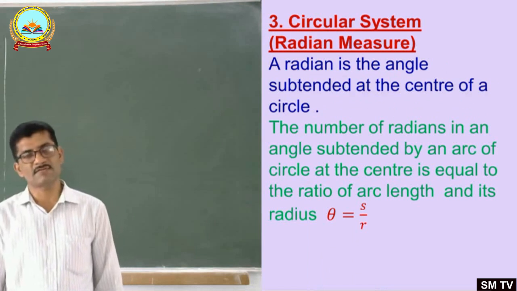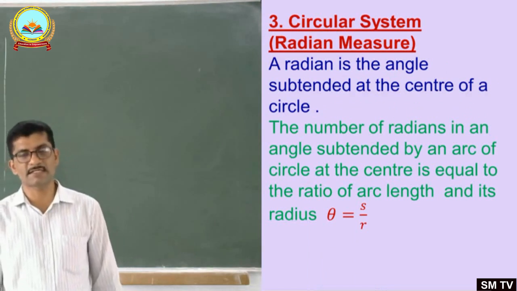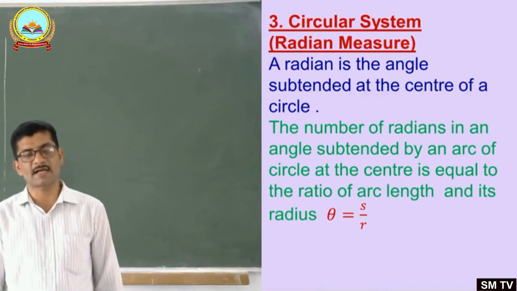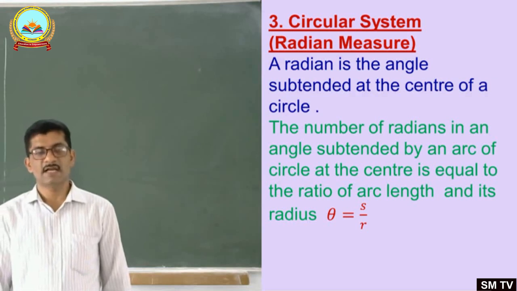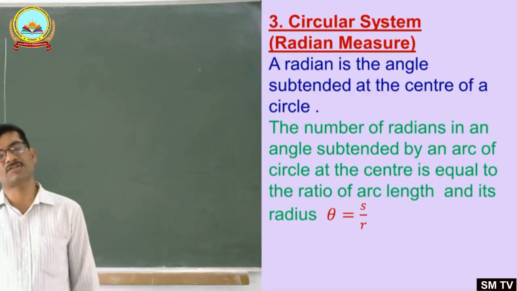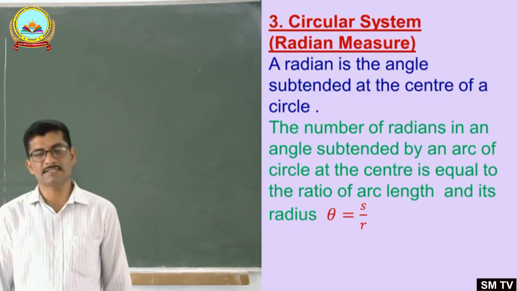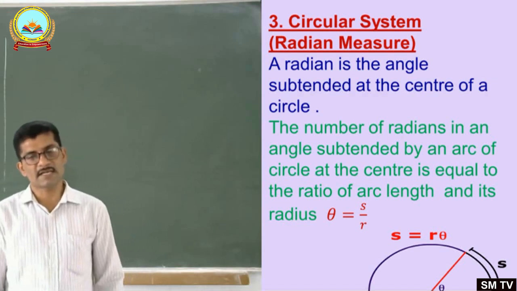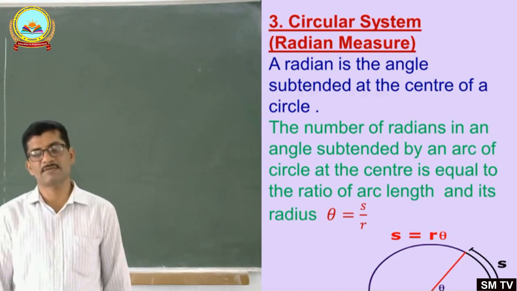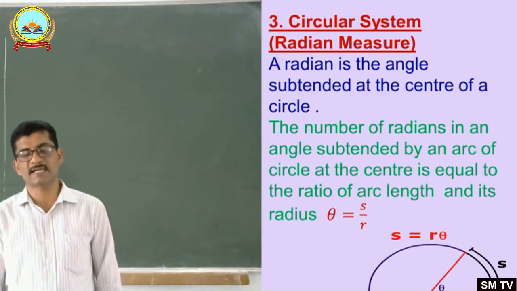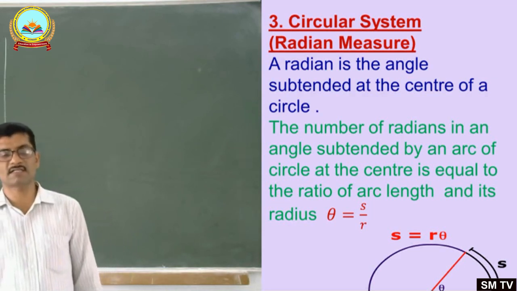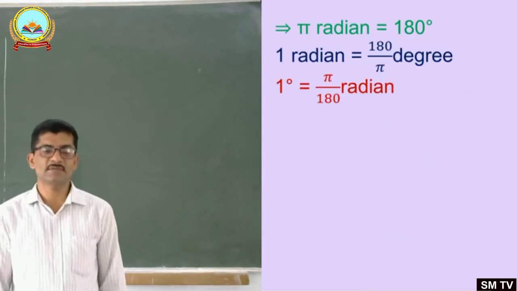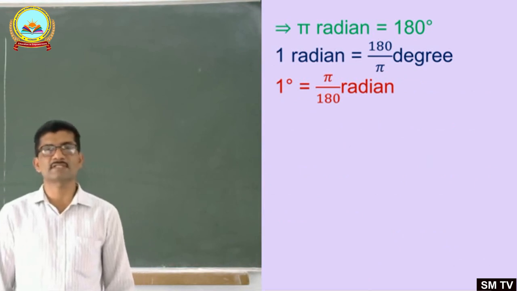ಹಾಗೆ in general radian is the angle subtended at the center of a circle. The number of radians in an angle subtended by an arc of a circle at the center is equal to the ratio of arc length and its radius. ಇದು ಆ ಆರ್ಕ್ ಮೇಕ್ಸ್ ಆನ್ ಆಂಗಲ್ ಥೀಟಾ ರೇಡಿಯನ್ ಅಂತ ನಾವು ಹೇಳಬೇಕು ಅಂದರೆ ಆ ಥೀಟಾ ರೇಡಿಯನ್ ಈಸ್ ಎಕ್ಸಾಕ್ಟ್ಲಿ ಈಕ್ವಲ್ ಟು ದ ರೇಷಿಯೋ ಆಫ್ ಆರ್ಕ್ ಲೆಂತ್ ಆ್ಯಂಡ್ ರೇಡಿಯಸ್ಸು. ಇದು ವೆರಿ ಇಂಪಾರ್ಟೆಂಟ್ ರಿಸಲ್ಟ್ಸು.